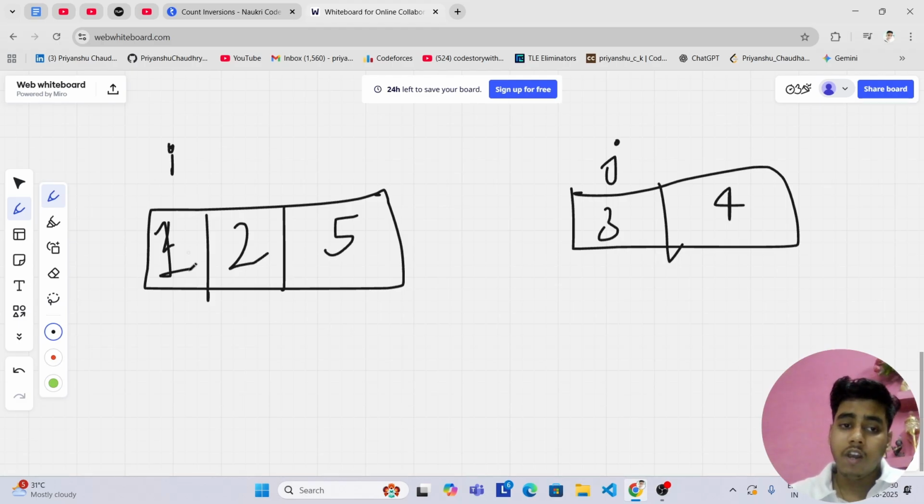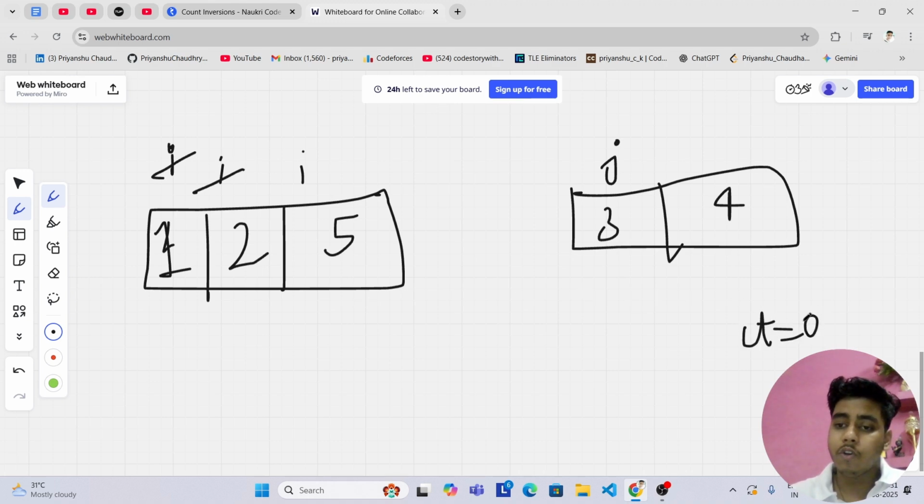So here 1 and 3, the element which is smaller, we push back into the temporary array. 1 is less than 3, so we will push back 1. All right, and now i will be moved here, and now 2 and 3, 2 will be pushed and i will be moved here. Now 5 and 3, in this case we have seen that this i is greater than this j.